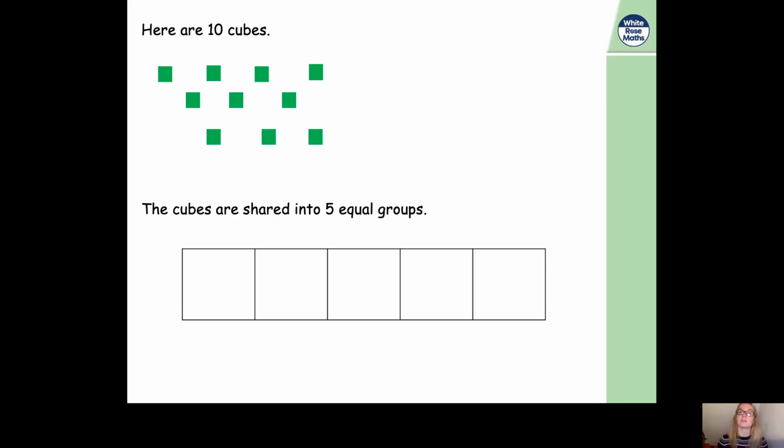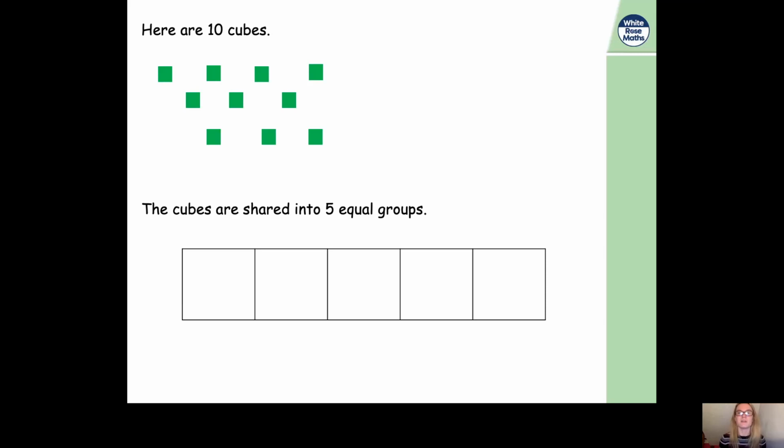Now, if you have some pasta or some sweets or any other objects, 10 of them, could you go and get them now? And I would like you to draw 5 groups on a piece of paper and then try and share out the objects into these 5 groups. And then when you've shared them out, how many have you got in each group? Pause the video now and have a go.